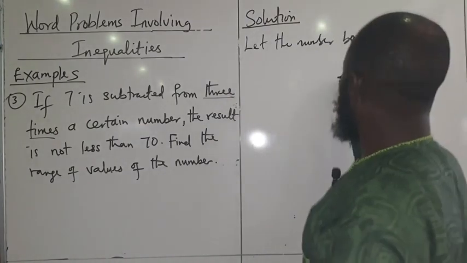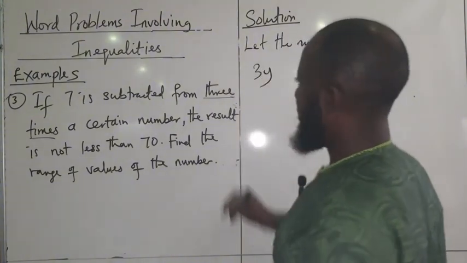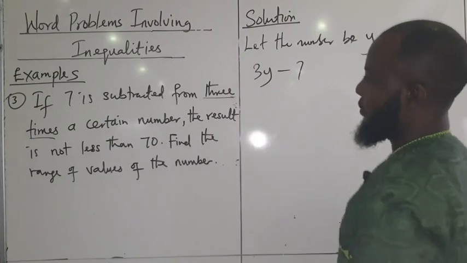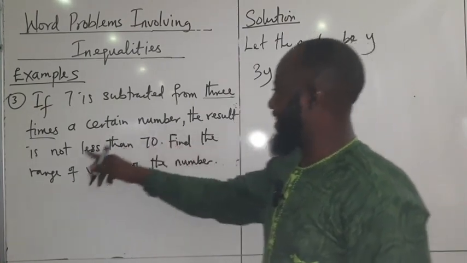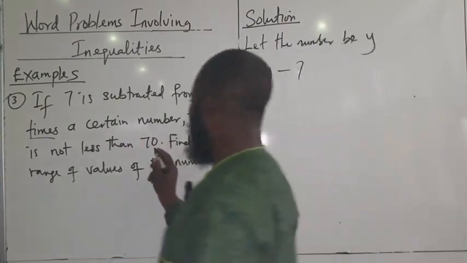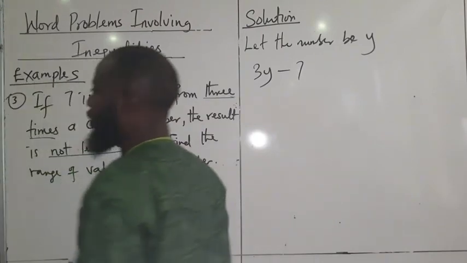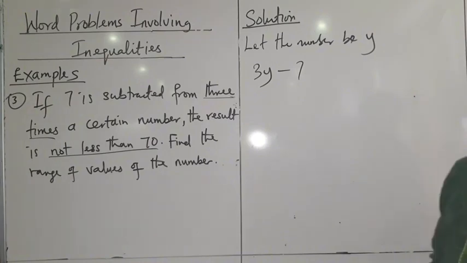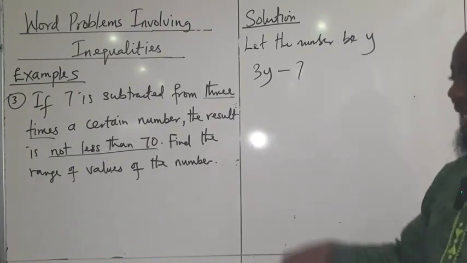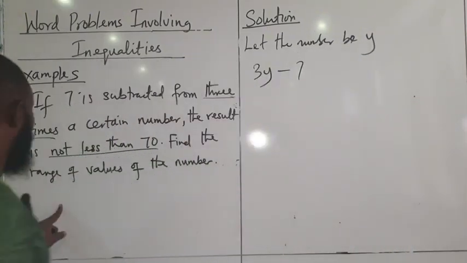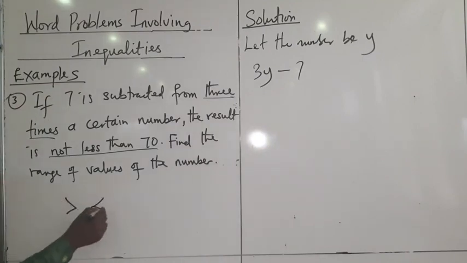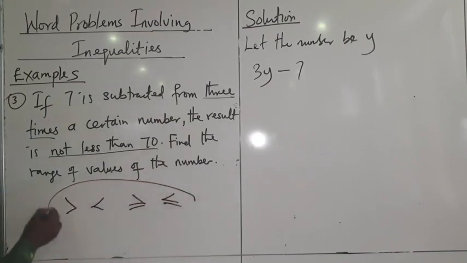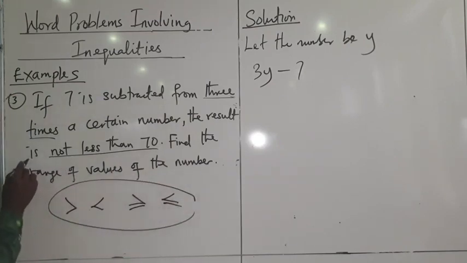So 3 times a number will be what? 3y. Now 7 is subtracted from it. That is minus 7. The result is not less than, this is where we're going now. Do we have anything like not less than in the inequality symbol? We don't have, but we can create that. Look at this. This is greater than, this is less than, this is greater than or equal to, less than or equal to. One of these is the interpretation of is not less than.